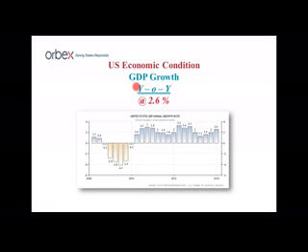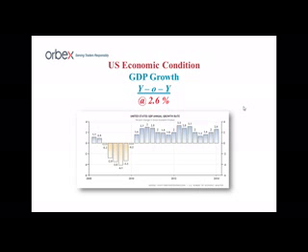GDP growth of the US economy is also moving higher. As we see on the graph in front of us, the gross domestic product started moving in an uptrend since the beginning of this year, from 1.3, 1.6, 2, and on the last release it recorded 2.6.